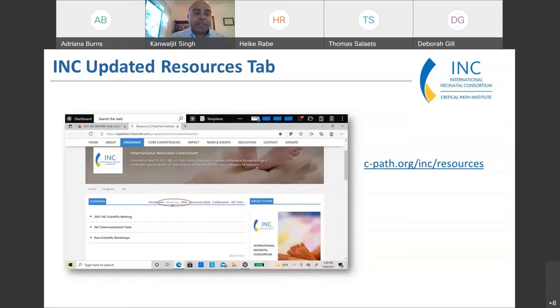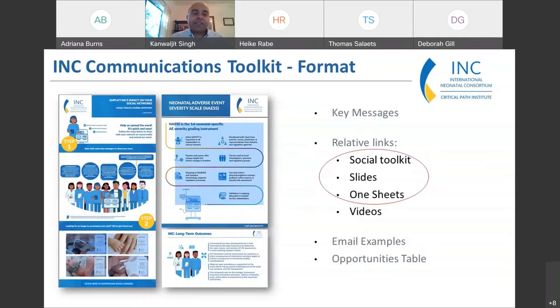This particular slide had screenshots of an actual example of the toolkit. For example, on the left hand side are the social media key messages, along with some of the graphics that you can directly download and use in your social media posts, and you can copy and paste some of those key messages that Mary talked about. On the right hand side is an example of a one-sheeter that has been specifically prepared for the neonatal adverse event severity scale. There is another one that talks generally about INC, and obviously the communications work group will continue working on more such one-sheeters in the future.